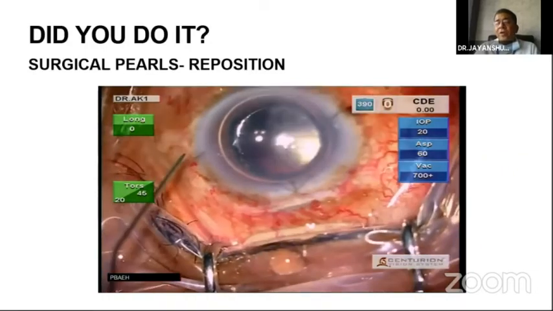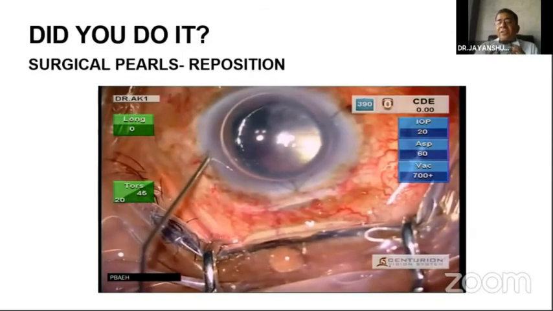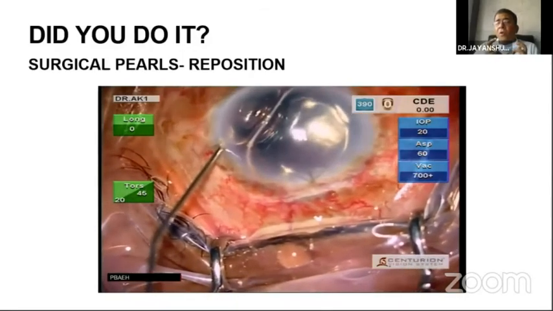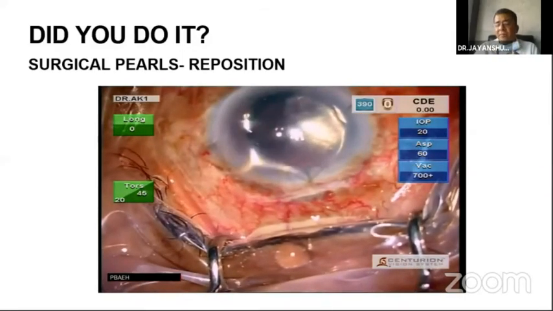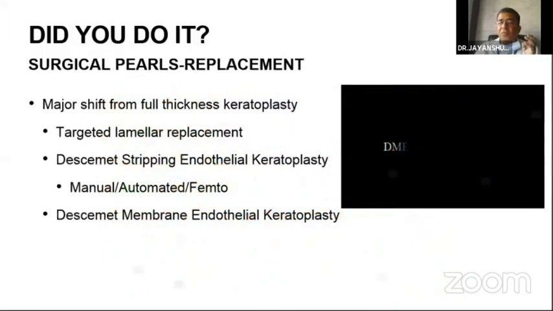So we need to unfurl with the help of Sinski, with the help of spatulas, and then we let the air bubble grow in size, and after that we just try to put in more air bubble and make the chamber tight so that it stays over there. And it's very important that we secure all the wounds so that post-operatively the chamber doesn't shallow, because if the chamber shallows, we are going to have the detachment fall again, and we have to take this patient up for the OT once more.